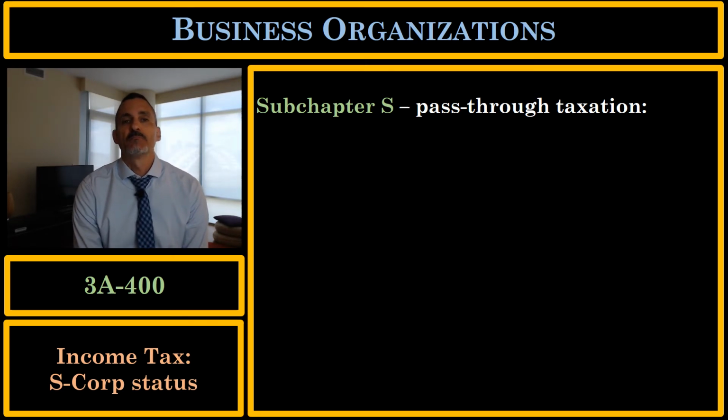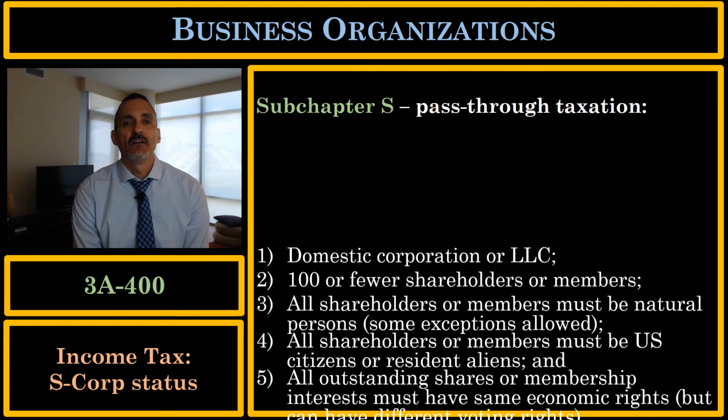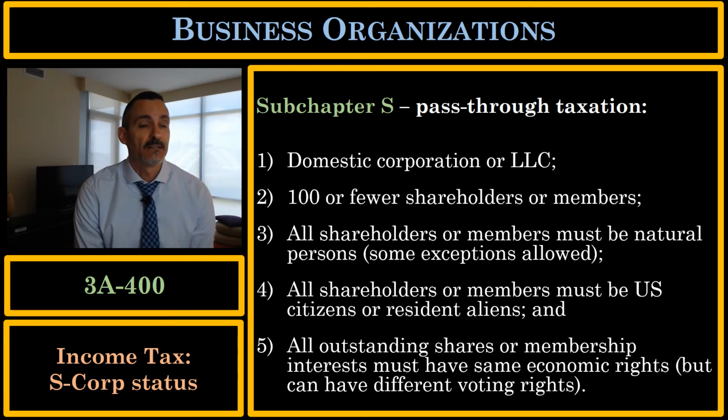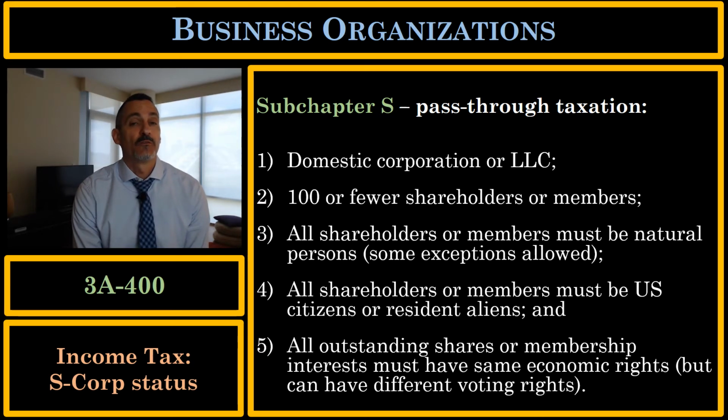Remember, we said a corporation by default has double taxation, but a corporation might qualify for pass-through taxation if it meets these 5 qualifications. 1, it has to be a domestic corporation or an LLC. 2, it has to have 100 or fewer shareholders or members. 3, all shareholders or members must be natural persons. So you can't have a legal person as a shareholder. There are some exceptions. 4, all shareholders or members must be U.S. citizens or resident aliens. I'm not exactly sure why we have this qualification.